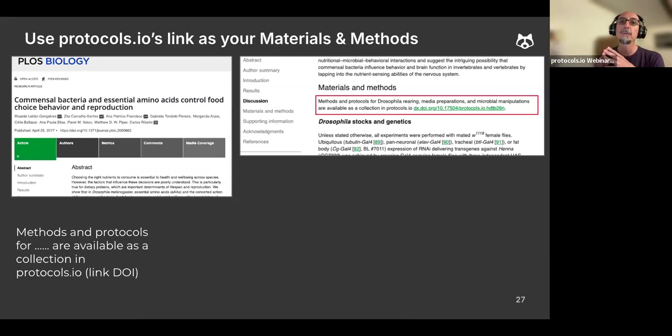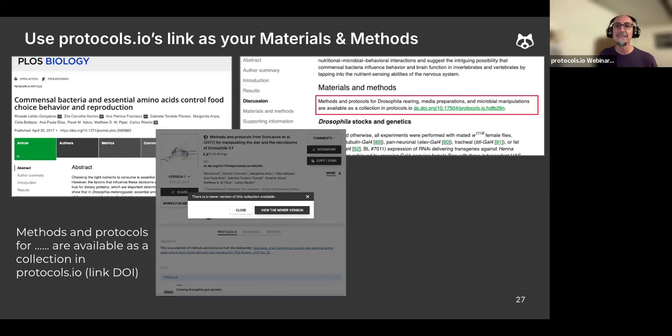And this is what the authors of this PLOS Biology paper did. They created, deposited, and published their protocols in protocols.io, obtaining a citable DOI, which they included in the materials and methods section, replacing most of the writing. The reader, by following the link in the red square, has access to the detailed step-by-step protocol in protocols.io.